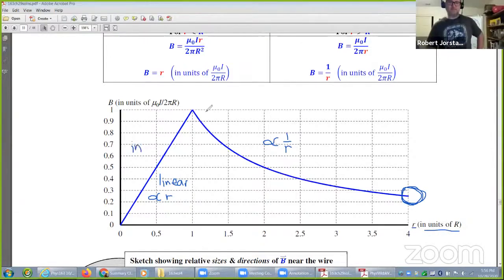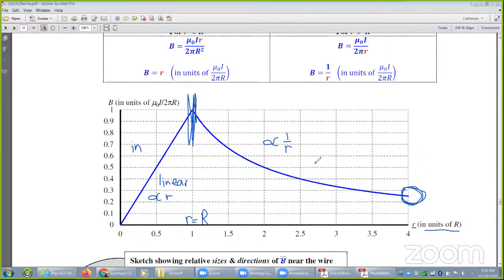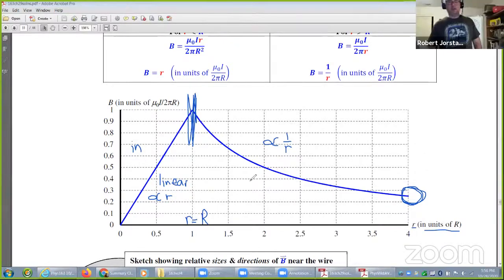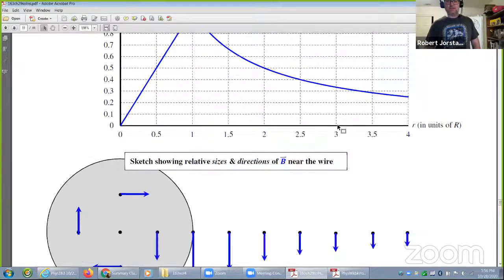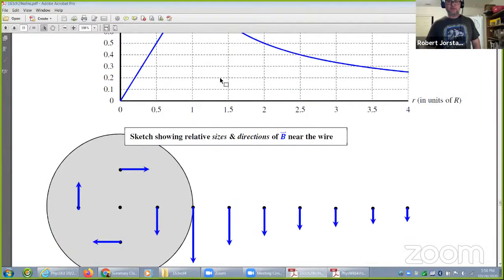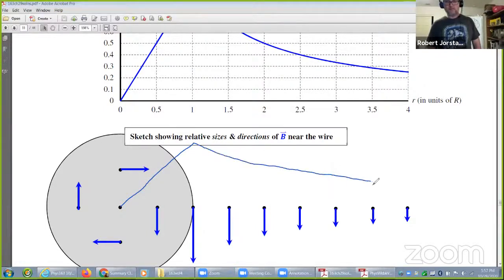Inside. Okay. And then right here's the transition, because at this point, little r equals big R. Does that make sense? Nice. Okay, let's call that good. If it helps, you can see this down here. We see the field ramps up linearly and then falls off slowly as 1 over r. And that's why it persists so far outside the cable.